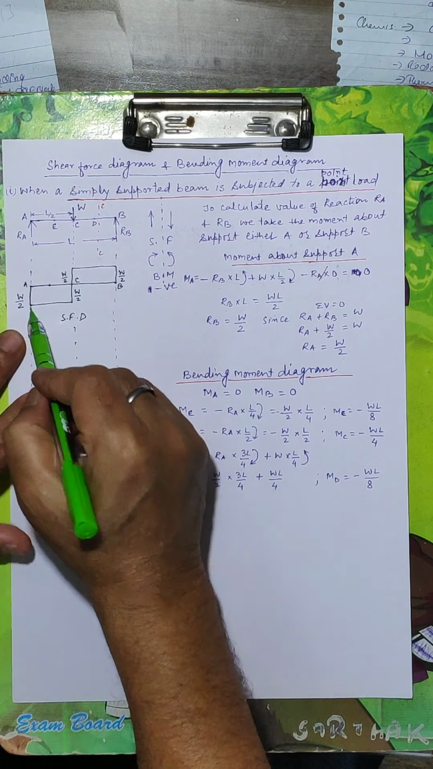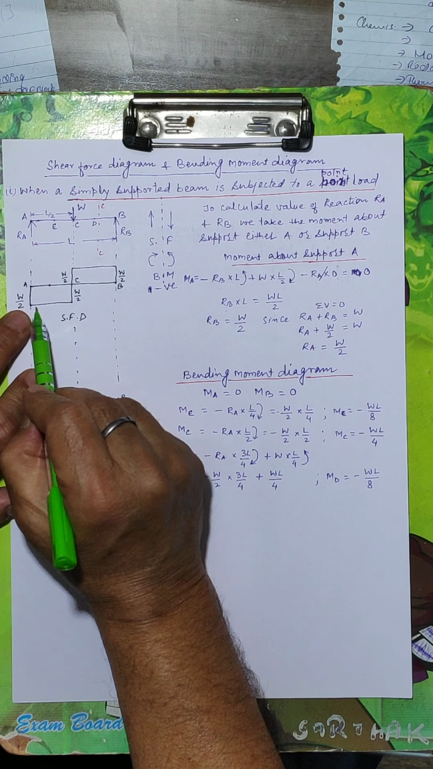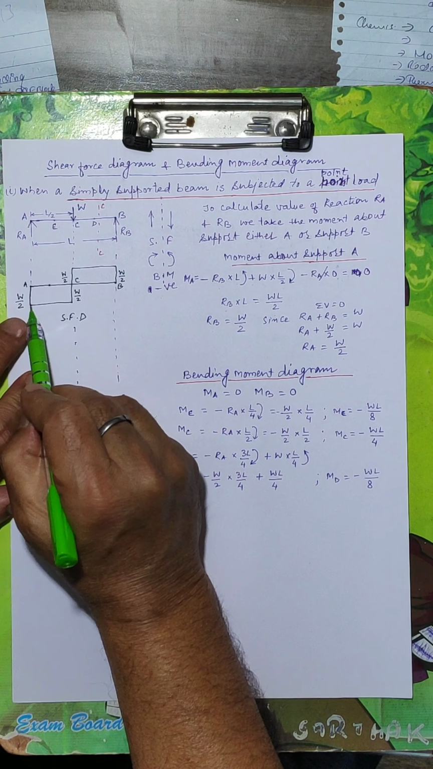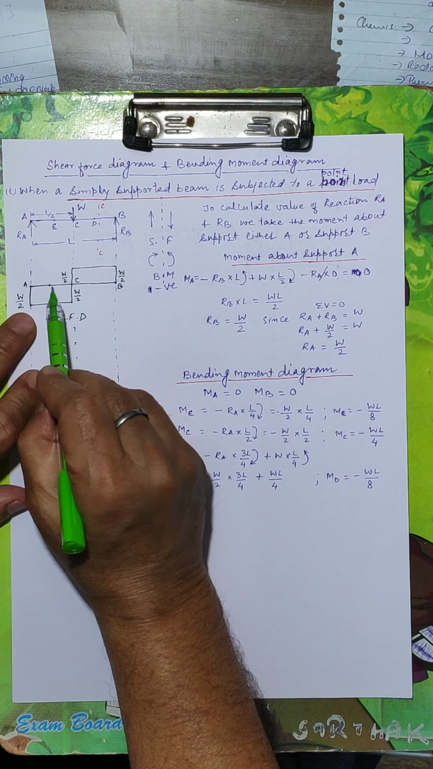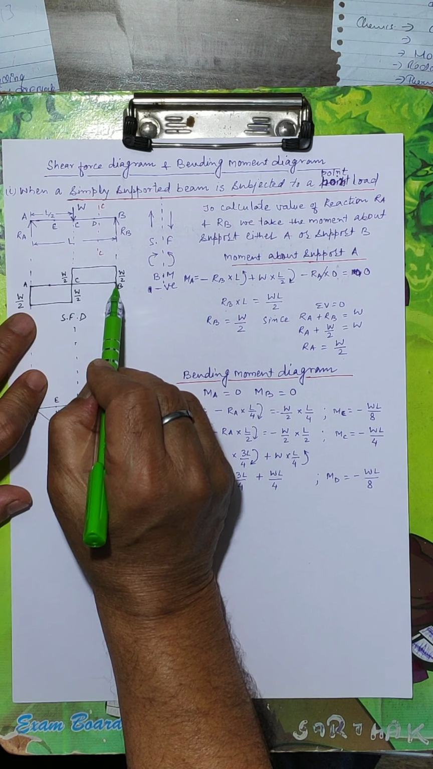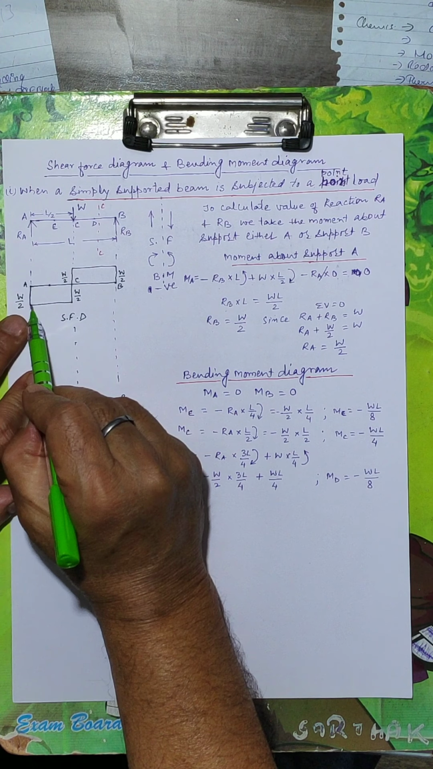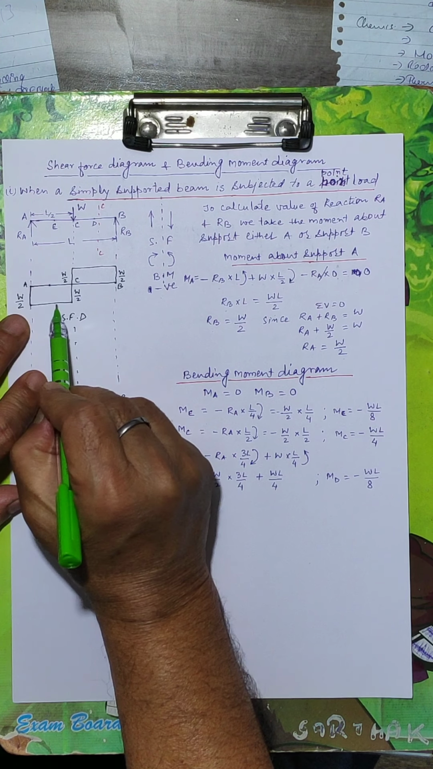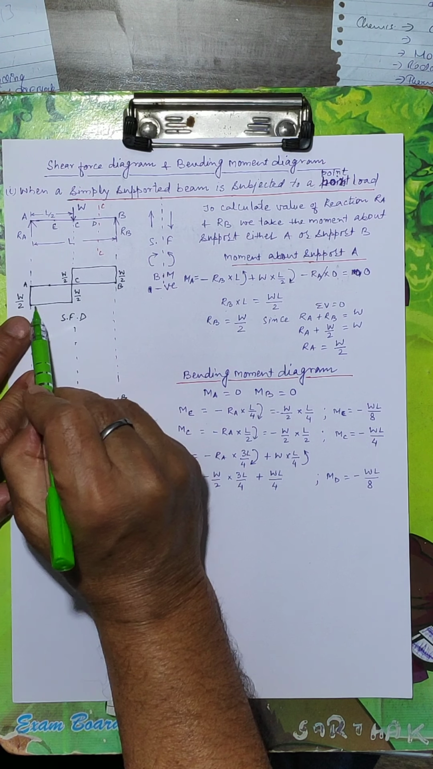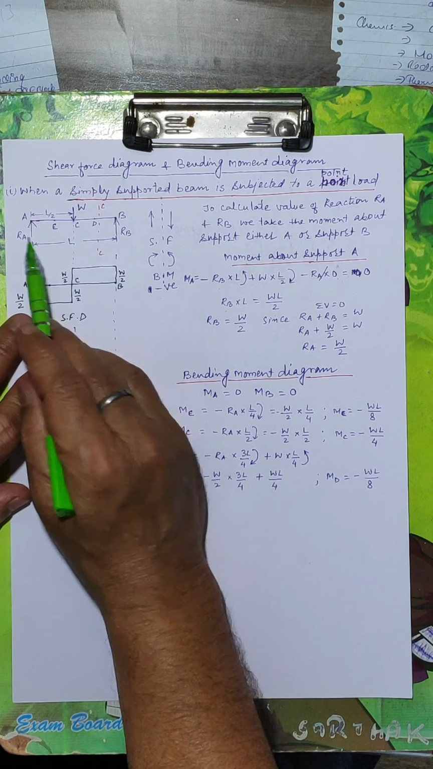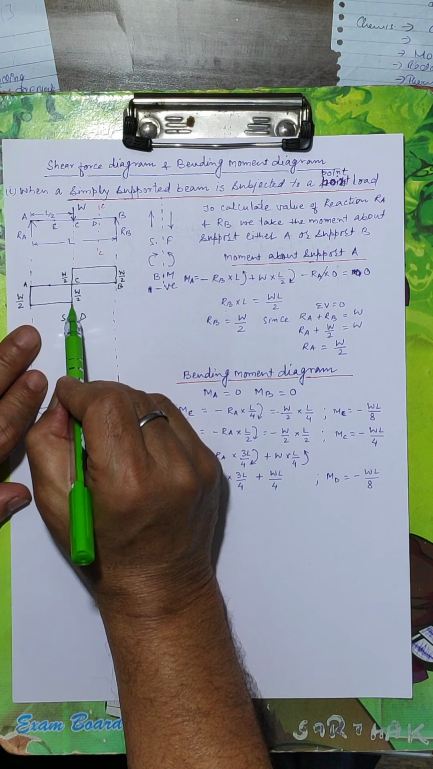Then there is no load between A to C, so it will be parallel to this zero line AB. It will go parallel to the AB line, the zero line, because there is no load between A and C. We have reached point C.